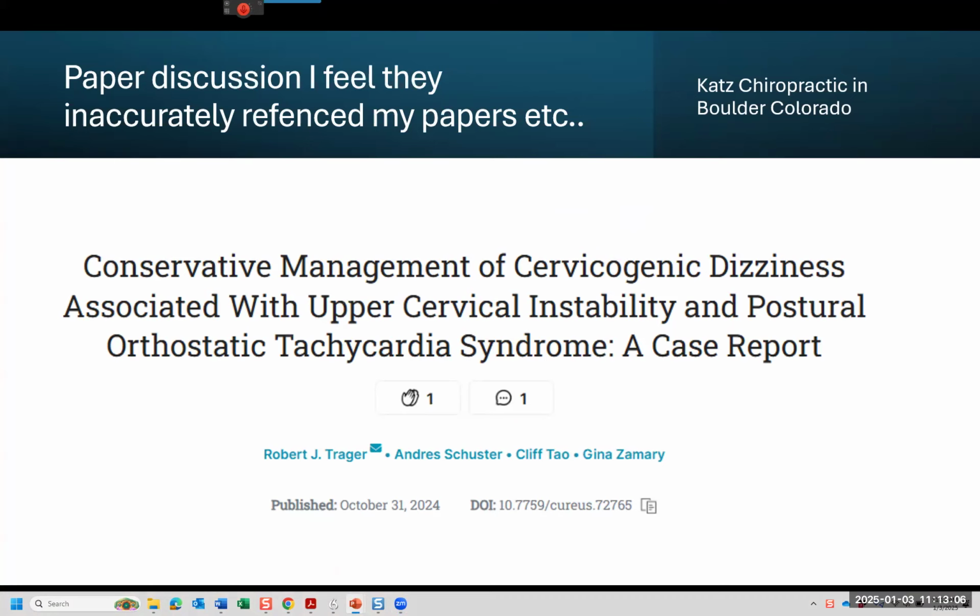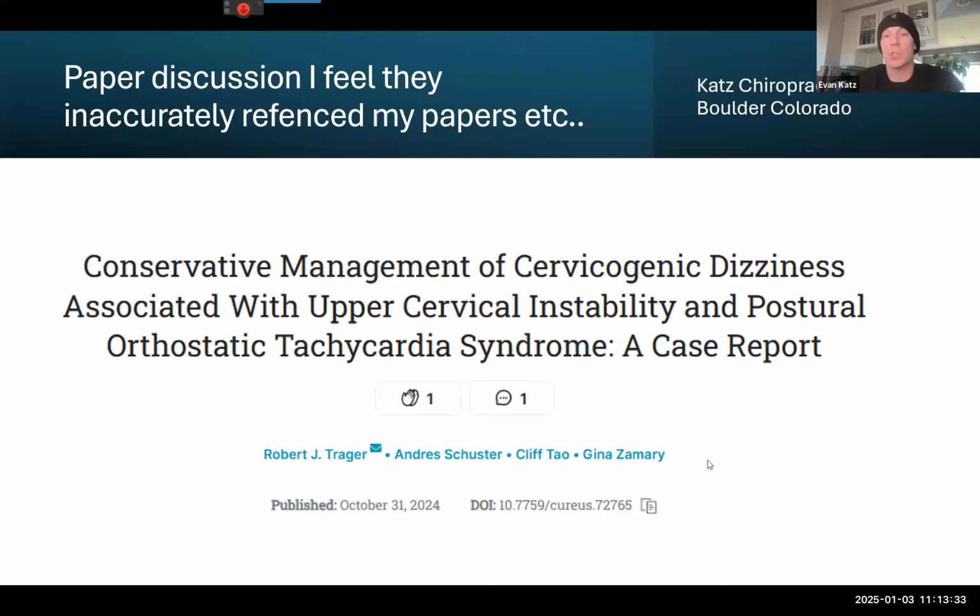Now, I applaud the fact that providers are now starting to look at this pathology, as my wife and I and several others have been looking at this pathology for 20-something years, and we've been ridiculed. So I just want to go over this and show a little bit of what we're doing and what I feel is somewhat inaccurate with this paper. Let me show you here, and thank you all for watching.